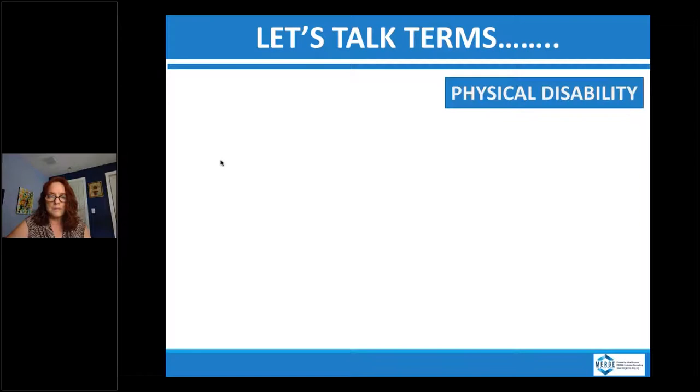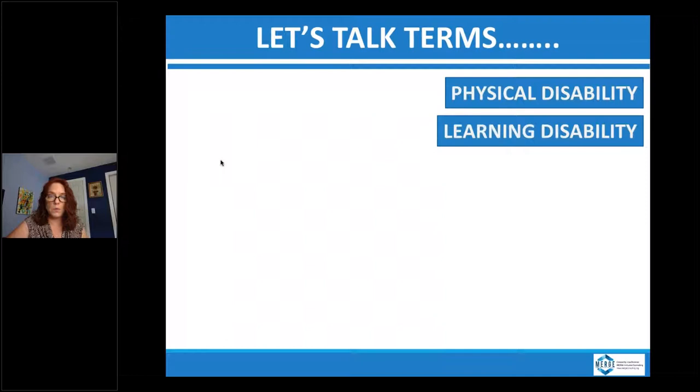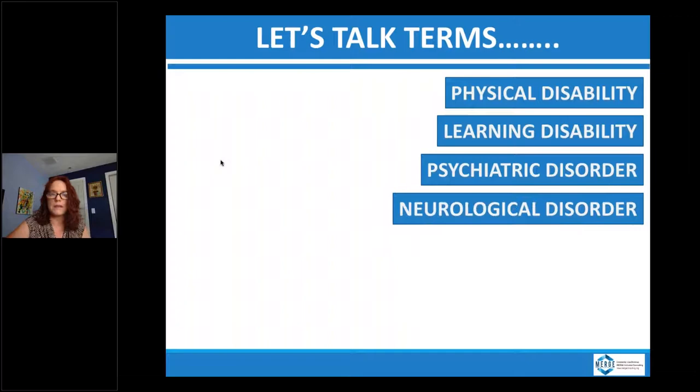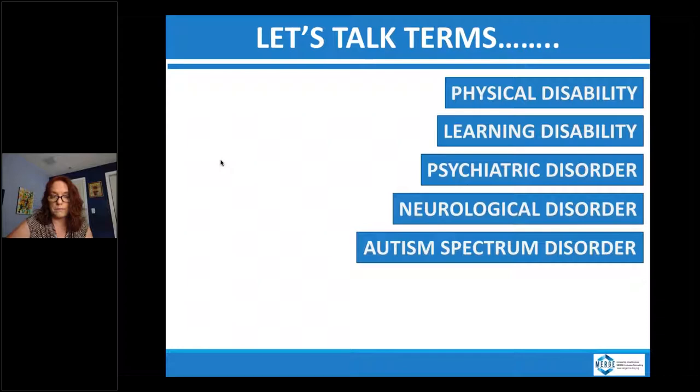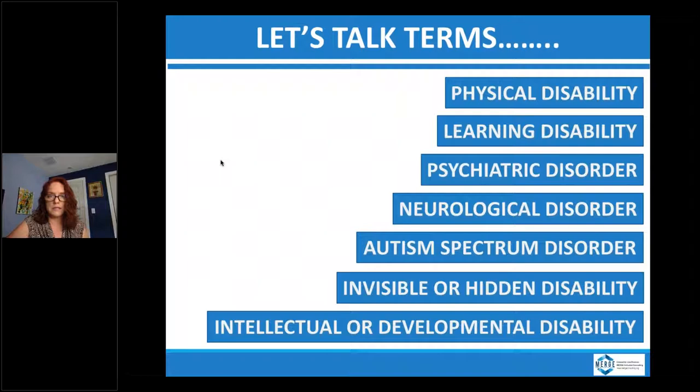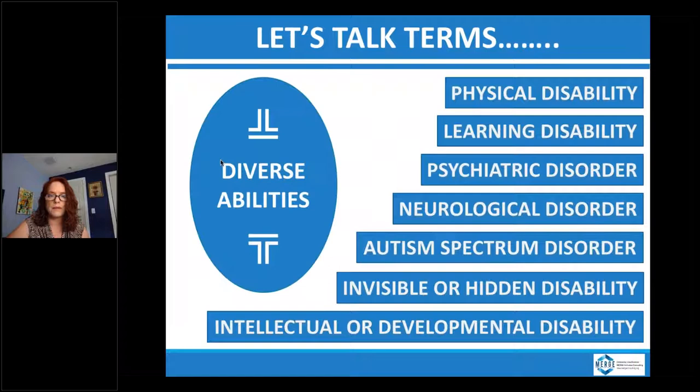people interact, they learn, they participate in different ways. And it can be impacted by if they have a physical disability, learning disability, perhaps a psychiatric or neurological disorder, autism spectrum disorder, perhaps invisible or hidden disabilities, intellectual or developmental disabilities. So if you take all those different ways that a person can interact, learn, and experience in the world around them, that's when I use the term diverse abilities. Because to me, it just says that if we have a group in front of us and we're offering something, we should be mindful that people may be coming from all different places of how they would participate. So that's my term, diverse abilities.